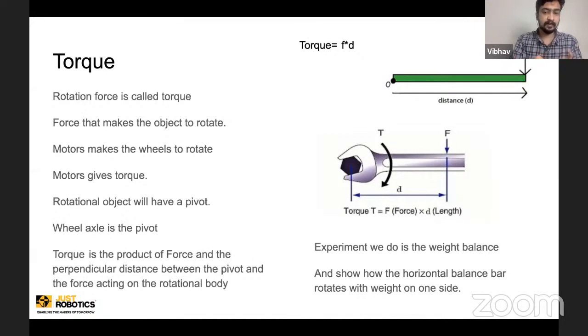So what is that distance? That is d. What is the force you're applying? That is F. So torque T is force into distance. The force is always perpendicular to this distance. Now they will understand, okay, you need more force. Why are they telling force instead of torque?